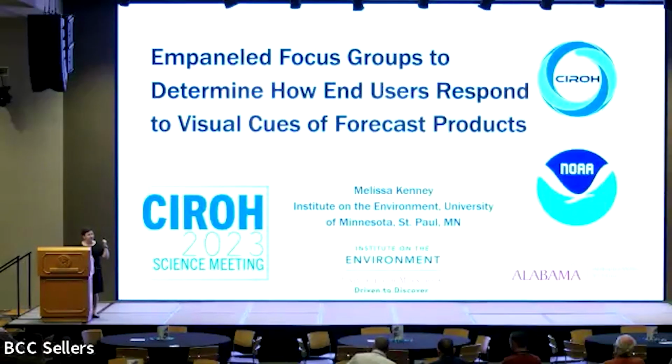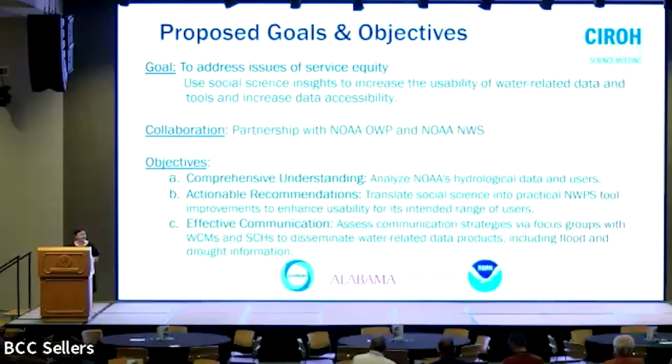Even though I'm the one that's listed up here, this is teamwork representing work from about 8 different folks at the University of Minnesota, the NOAA Office of Water Prediction, and the NOAA Weather Service. The focus of our work is really to think about aspects of service equity, how we can use a broad range of social science research to improve the usability and use of water products by a wide range of folks. As a result, we've been partnering with the Office of Water Prediction and the NOAA Weather Service.